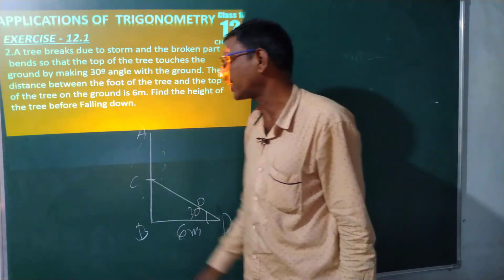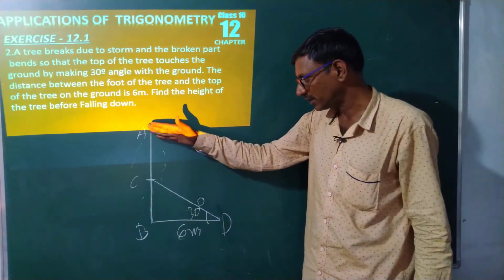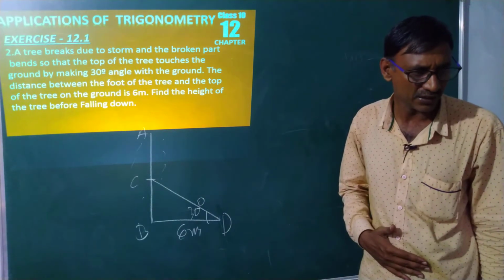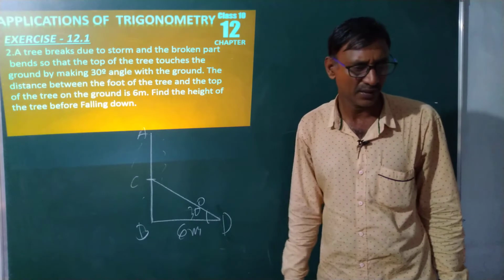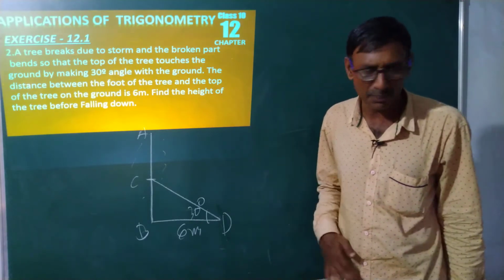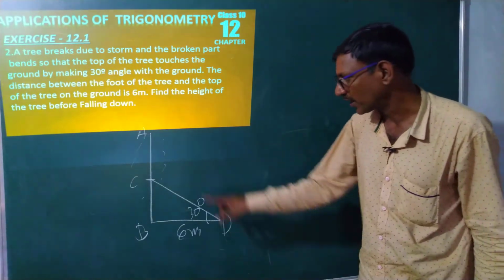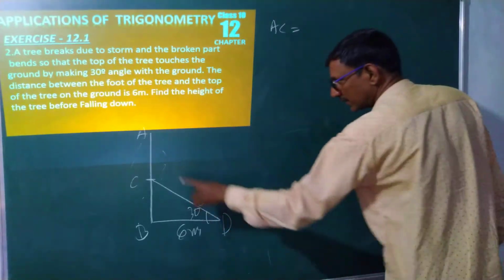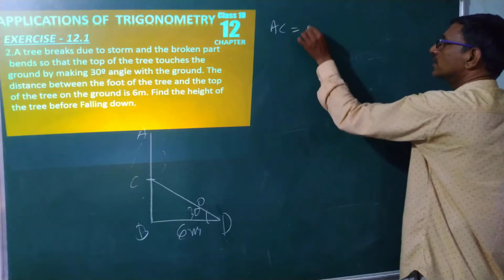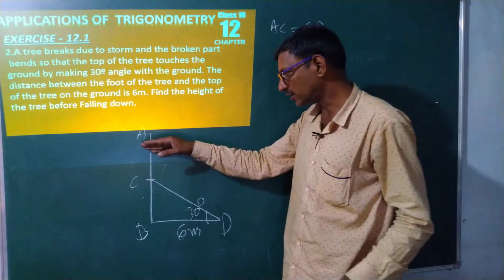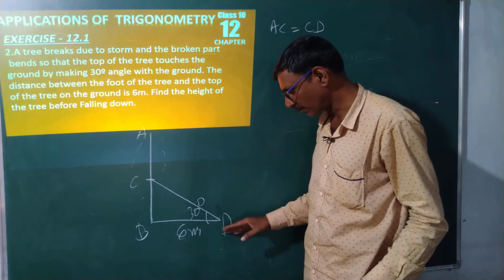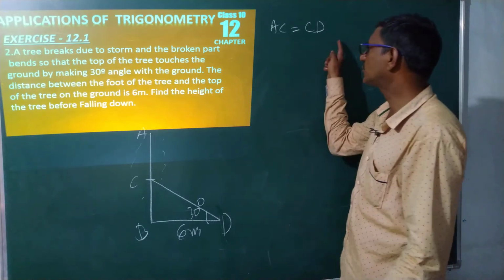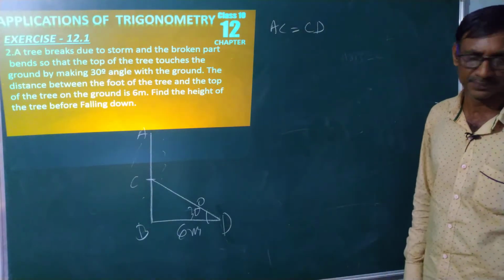Now, find the height of the tree before falling down. That means we need to find the total height of the tree. But I know one thing, by drawing this picture, AC must be equal to CD, because this part is broken and bends, making an angle of 30 degrees. This is a very interesting point, keep it in mind.